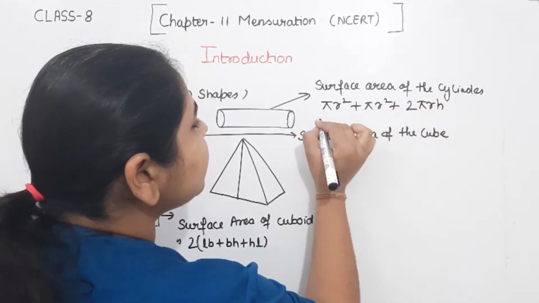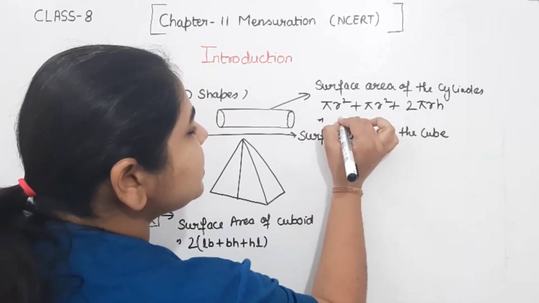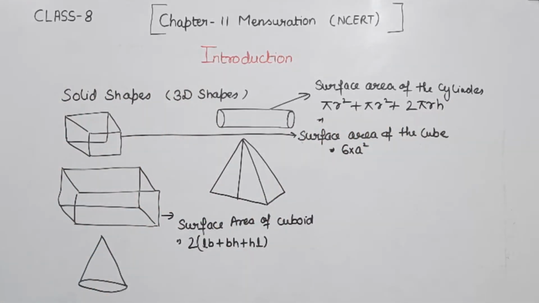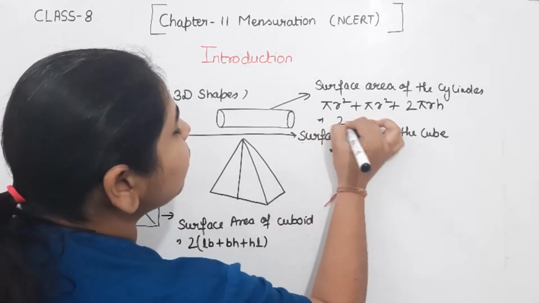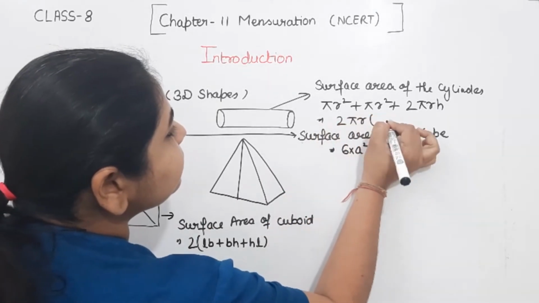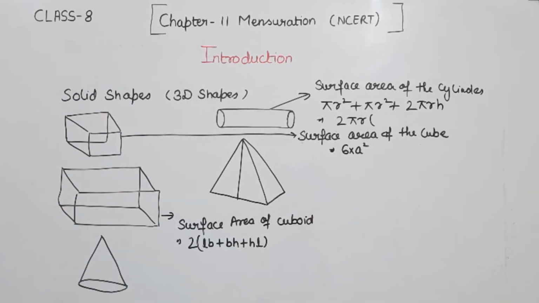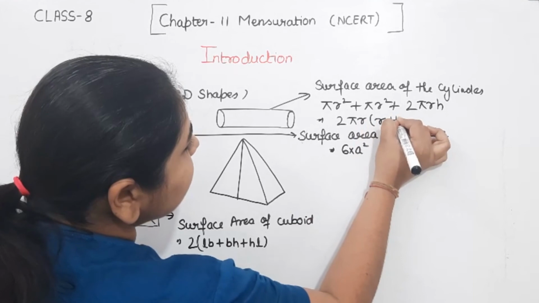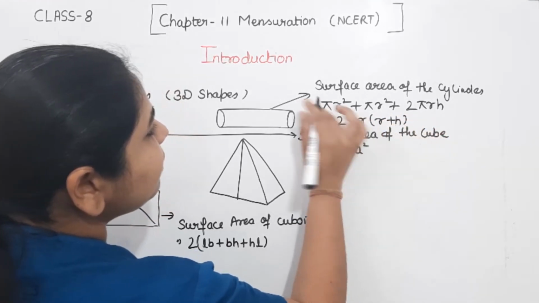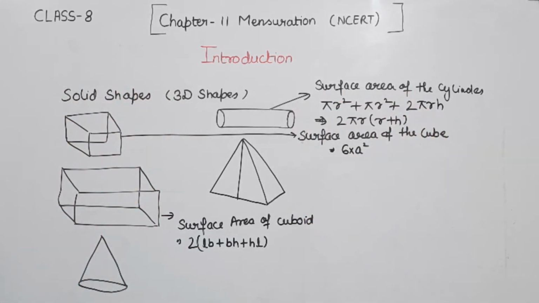Now we are going to add this. We take the common factor, then this will be equal to 2 pi r. This one is the common, and inside the bracket we are having r plus h. So this is the final formula for the total surface area of the cylinder. Now comes the next one. These are the total surface areas we are having.